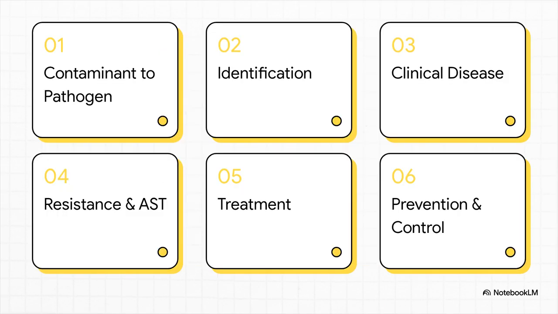So here's our game plan. We'll kick things off by looking at its journey from normal skin flora to a serious pathogen. Then we're heading to the lab bench to look at both classic and cutting-edge genomic ID methods. From there, we'll get into the clinical diseases it causes, its really tough resistance profile, how we can treat it effectively, and finally, the crucial strategies for prevention. It's really a journey from the plate to the patient.